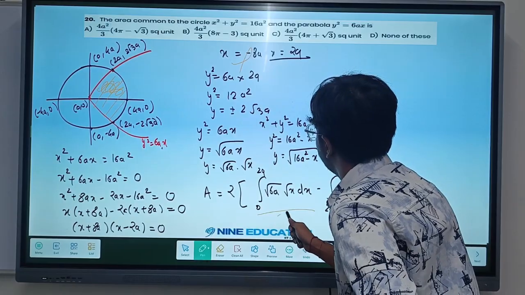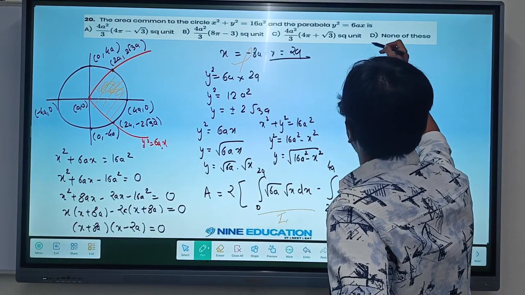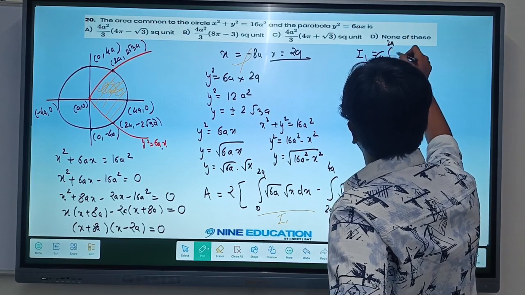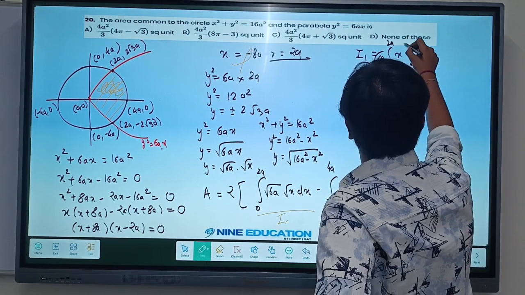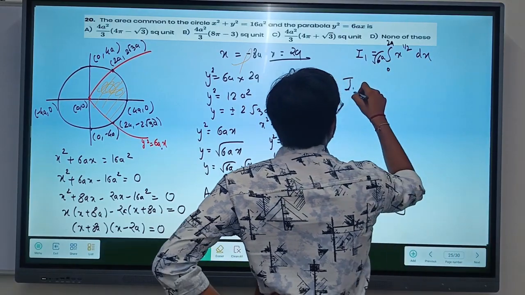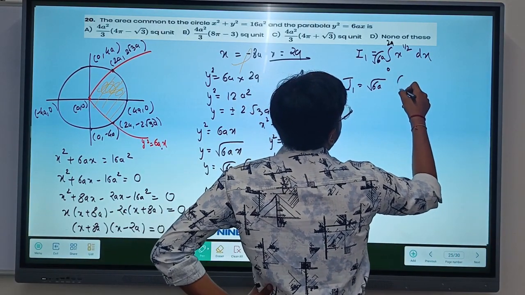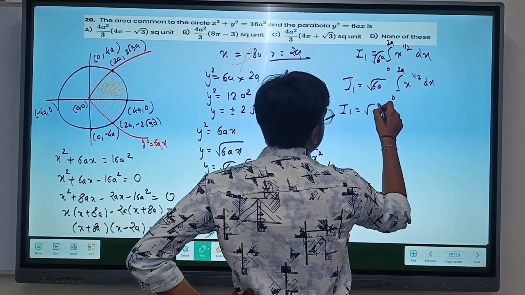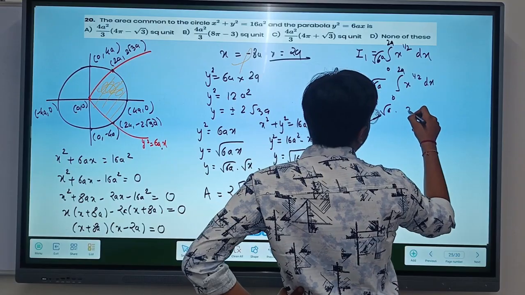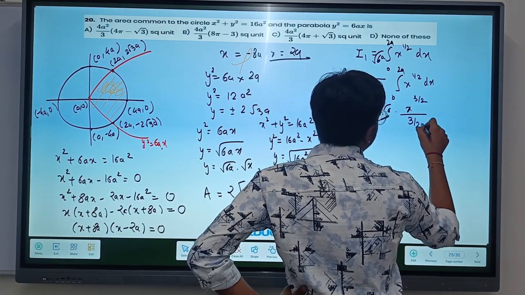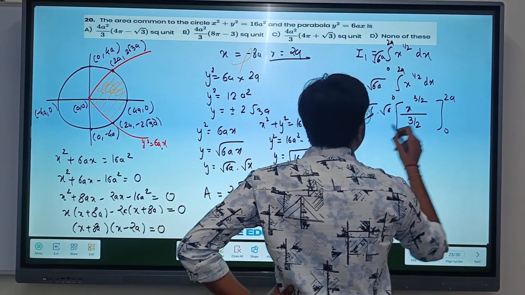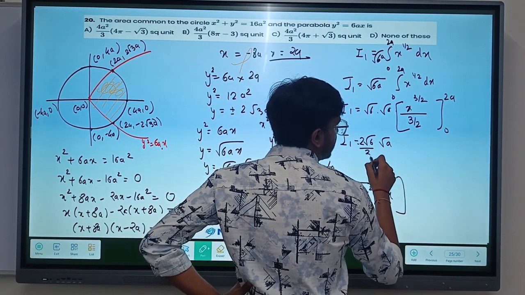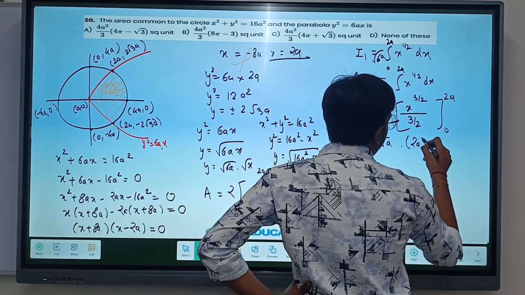First of all, this integral, let's say I1. So I1 is 0 to 2a. Now root 6a is a constant, comes outside root x. Root x is x power 1 by 2 dx. So this is root 6a, 0 to 2a, x power 1 by 2 dx. So x power 1 by 2 integration is x power 3 by 2 divided by 3 by 2, from 0 to 2a. So this will be root 6 root a into 2 by 3 x power 3 by 2, that is 2a power 3 by 2.